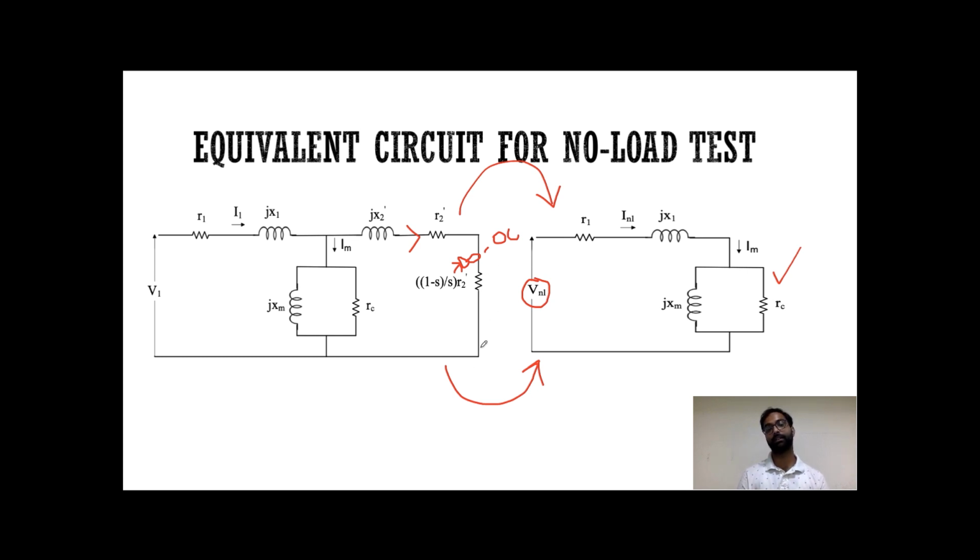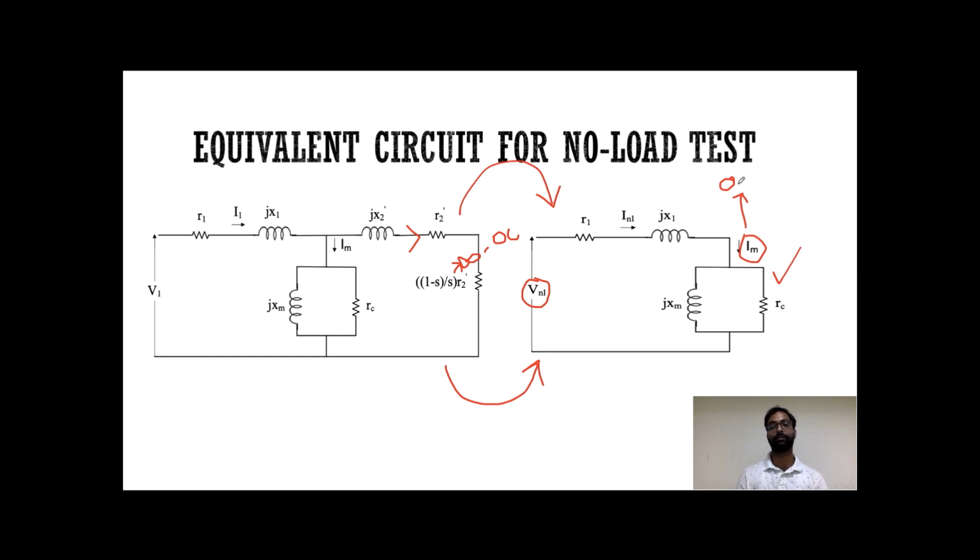We can approximate the circuit into this form, and here only the current will be used for the magnetizing shunt branch. Since this is only used for the magnetizing shunt branch, we can say the whole power used in the no load test will be used for our stator core losses only.